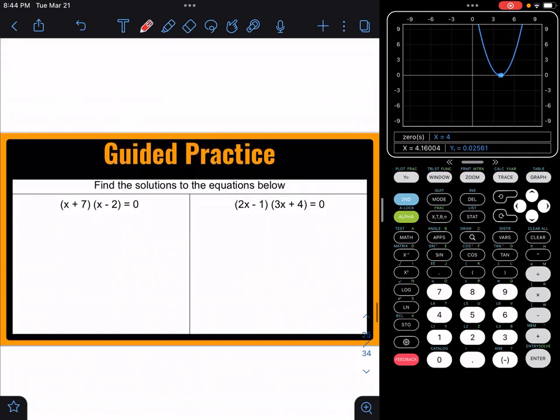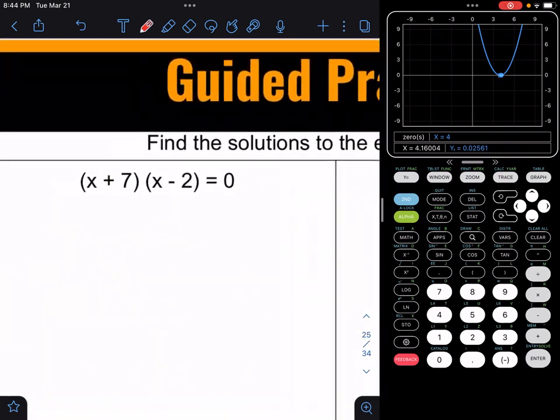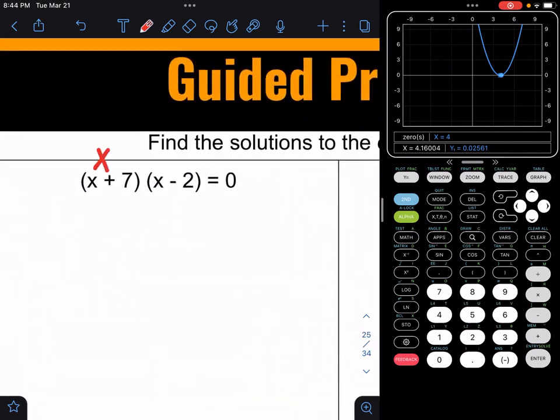So here, this is just an easy example, it's already factored for us. This problem started out something like x squared plus 5x minus 14. And then we had to factor it by finding what adds to 5 and what multiplies to negative 14. And we ended up with these two things. So now you're going to take each of these factors and set them equal to 0.